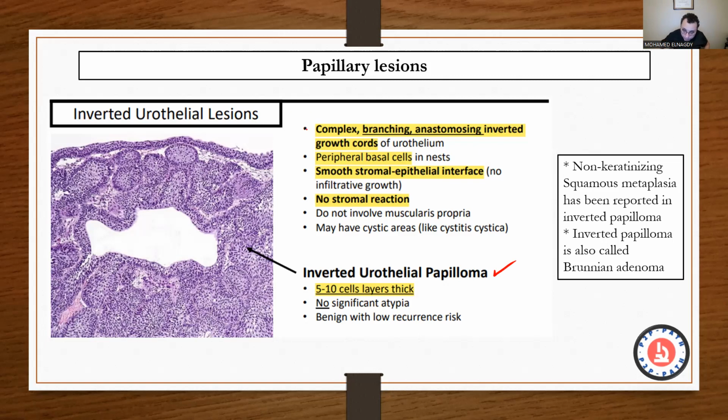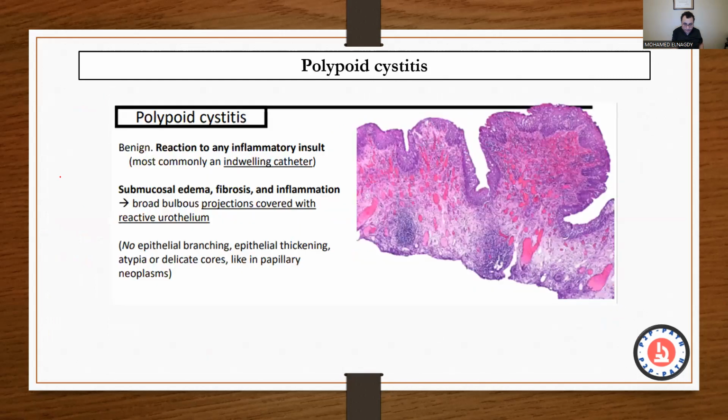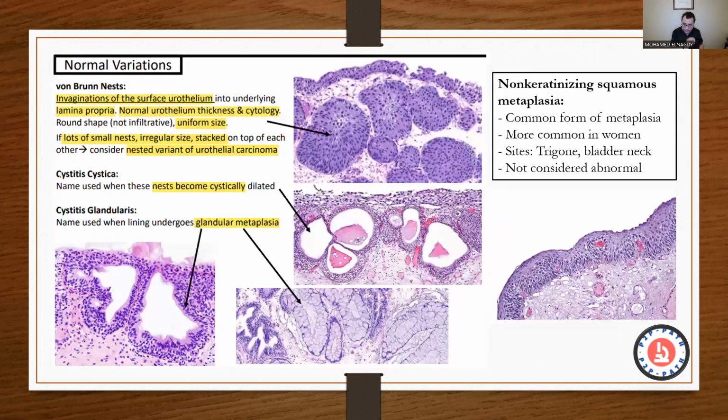So these are crowded, complex, branching anastomosing cords of cells. See, these are the cords of cells, but they are too crowded to call it von Brunn's nests. Remember, let's go back. This is the nested variant of urothelial carcinoma, and I said also inverted papillary lesion. See, this is how von Brunn's nests look. Very isolated, very far away from each other.